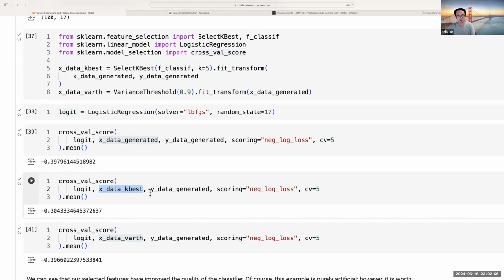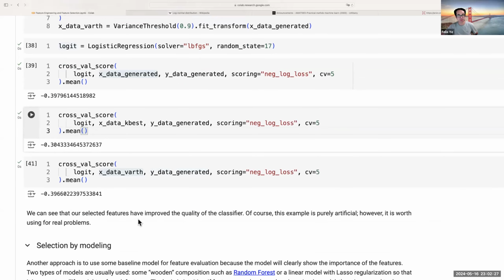Right. So from here you can see select k-best is doing a very good job of finding the top 5 best features, and it significantly increases the score from minus 0.4 to minus 0.3. So you can see our selected features have actually improved the quality of the classifier. This is purely artificial, but in a lot of cases it will be useful if we have realistic problems.